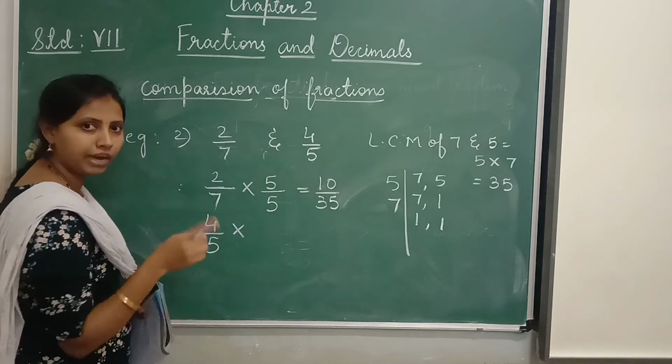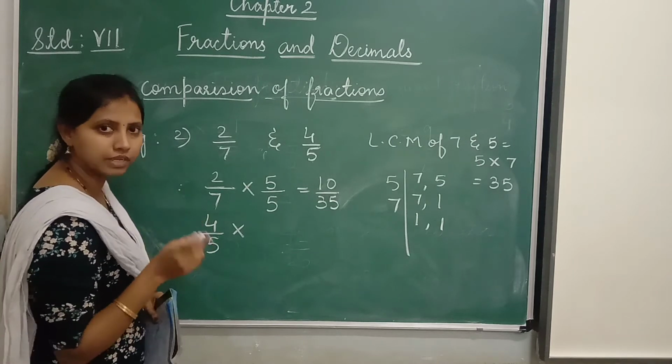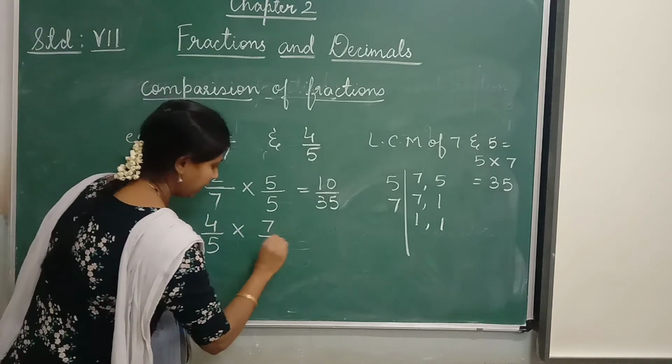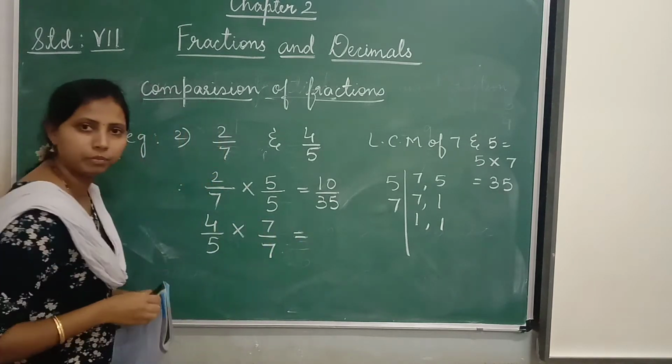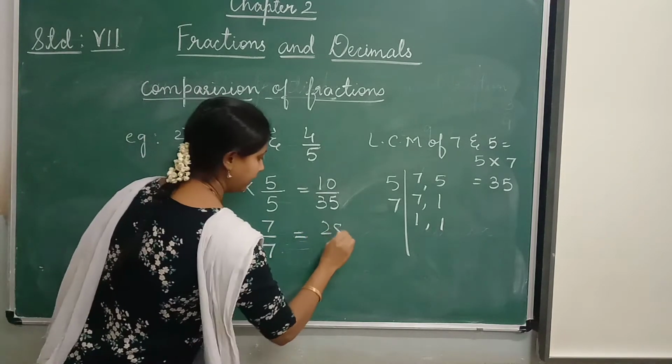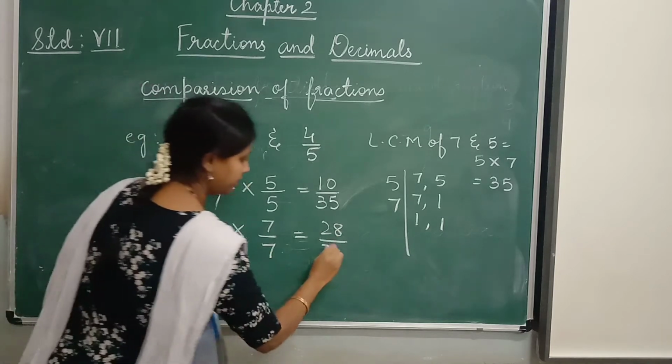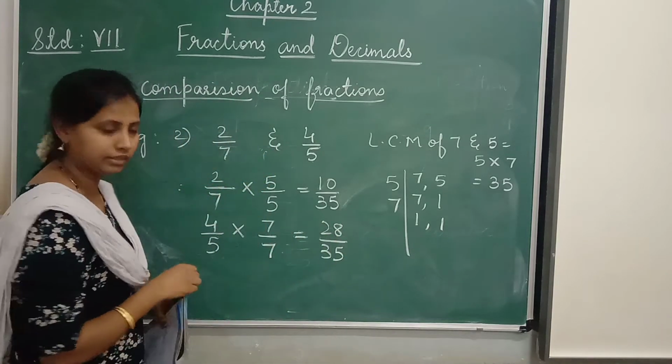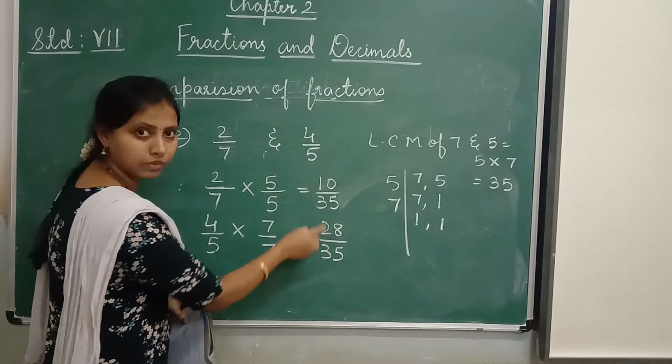So in the 5 table, where do you get 35? 5 7s are 35. So multiply both the numerator and denominator by 7. Now 4 7s are 28, 5 7s are 35. Yes. Now you can see the denominators became the same.